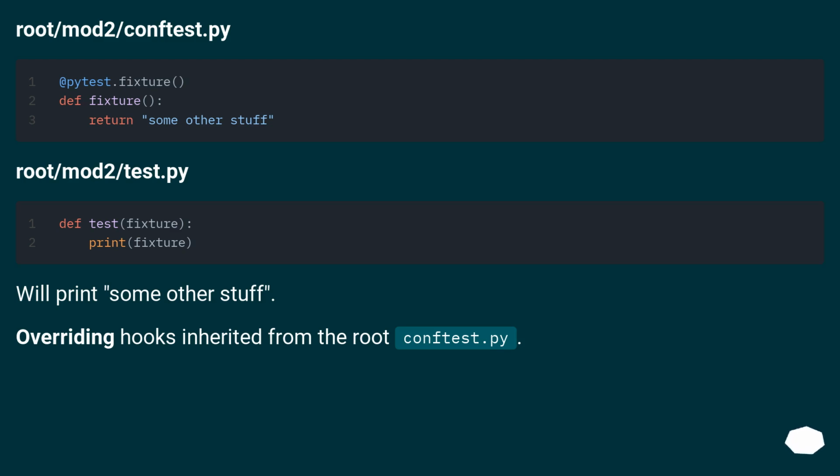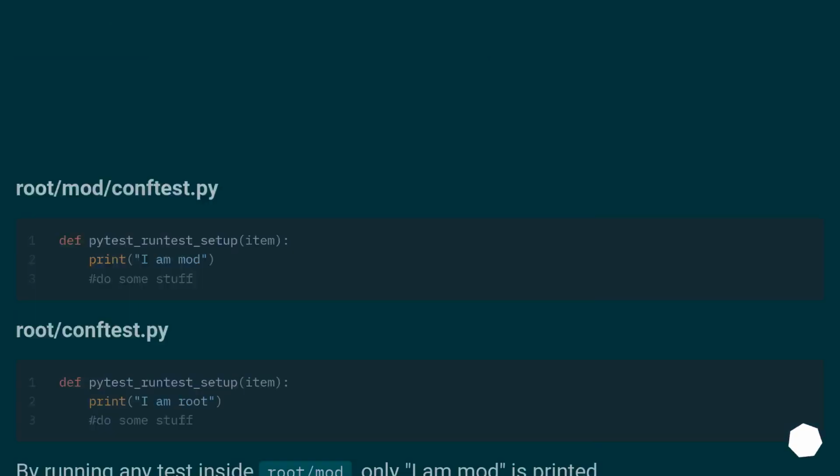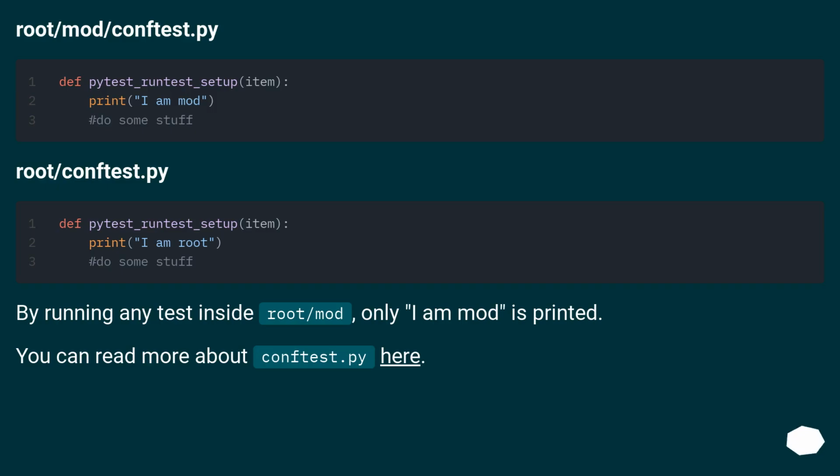Overriding hooks inherited from the root conftest.py. root/mod/conftest.py. root/conftest.py. By running any test inside root/mod, only IAM_mod is printed. You can read more about conftest.py here.